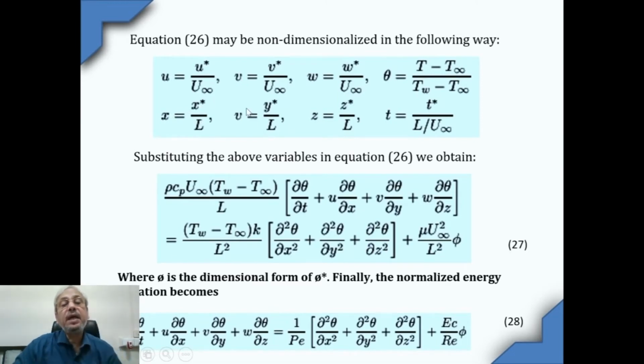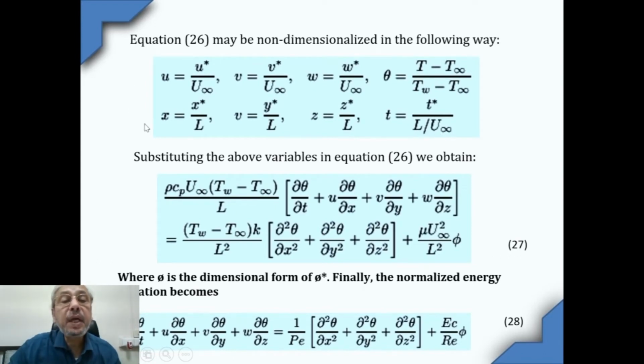So L is the reference dimension of the domain, u infinity is the reference velocity, T infinity is the lowest temperature available in the field, and Tw is the highest temperature available in the field, so that non-dimensional temperature varies between 0 and 1. And non-dimensional time is T star divided by L by U infinity.